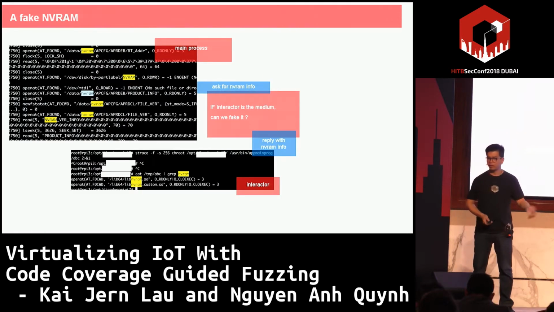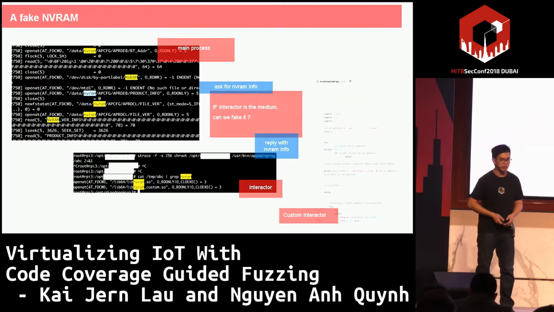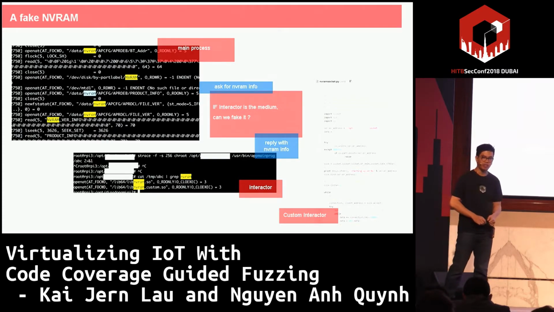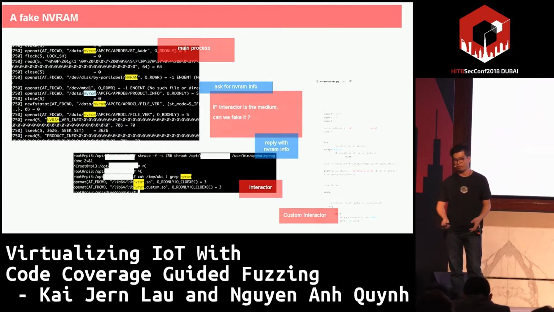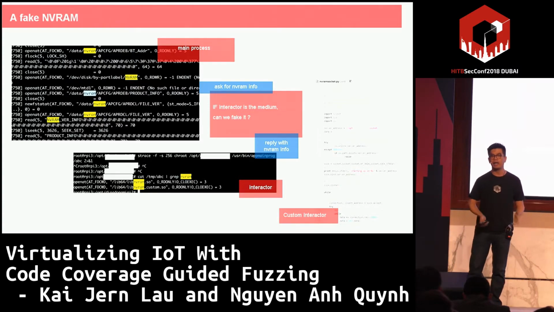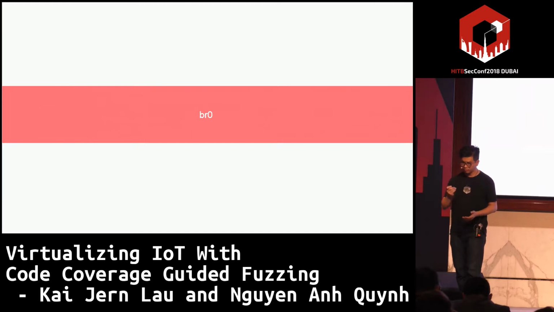So that is a fake NVRAM, and that is the Python script. A custom interactor: fit in whatever they request. If they ask for an IP address, give them an IP address. If they ask for a port, give them a port. If they ask for a serial number, give them a serial number. As easy as that.